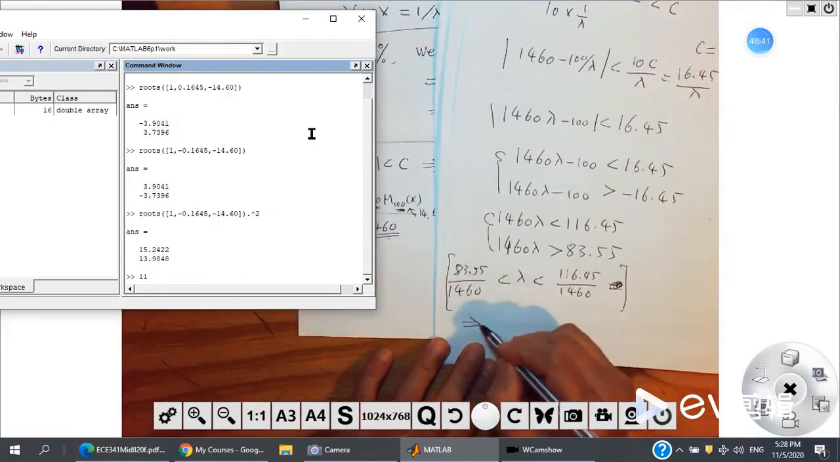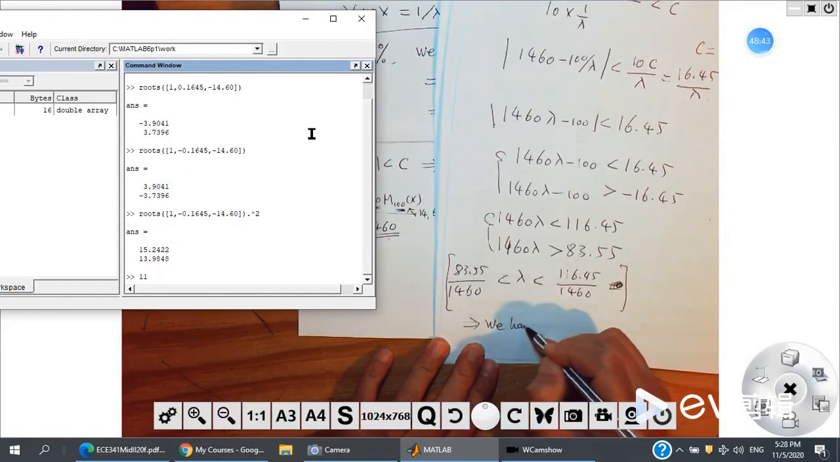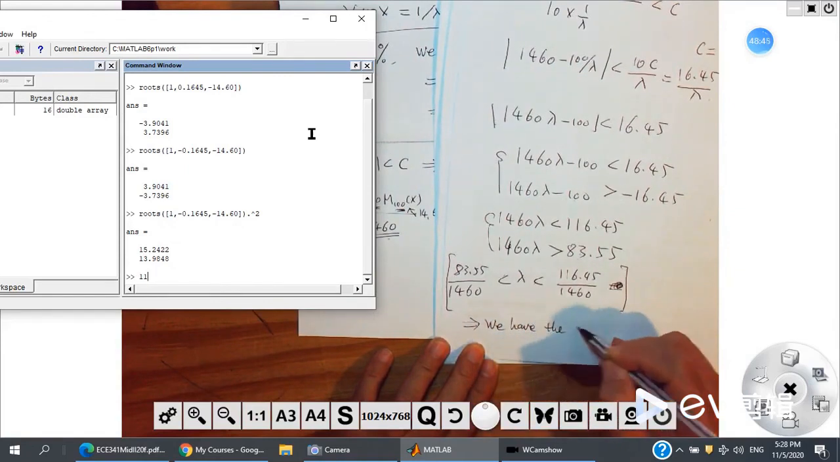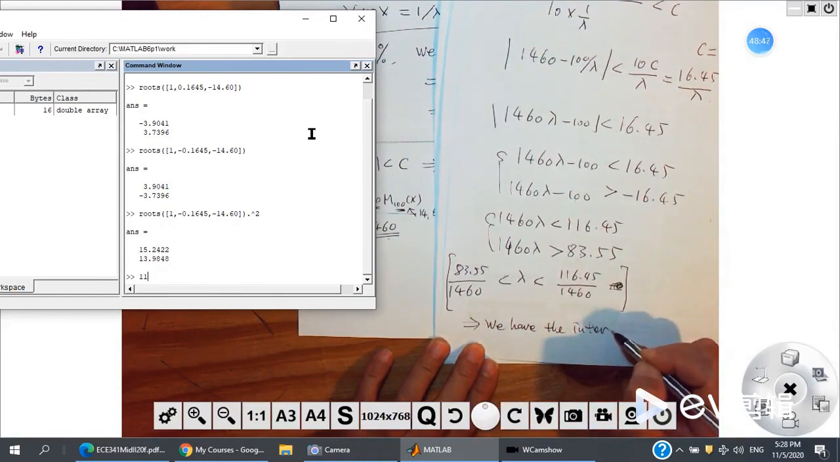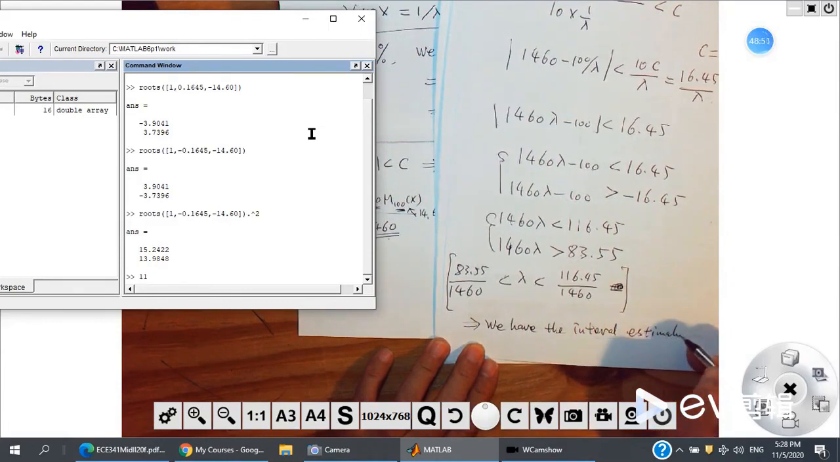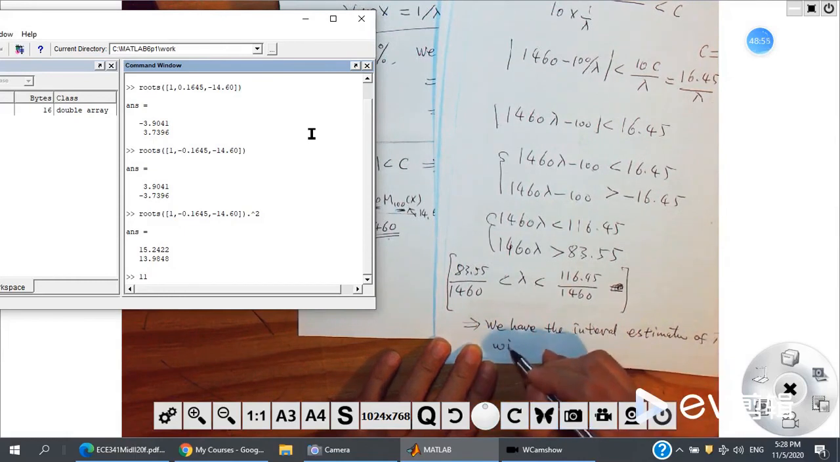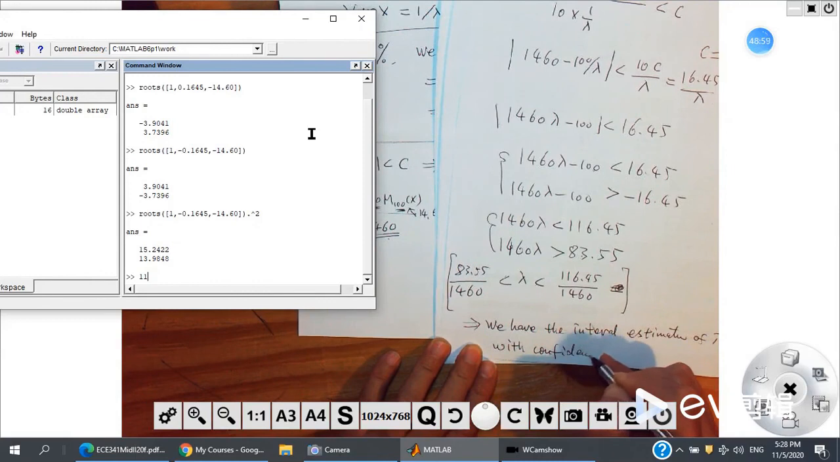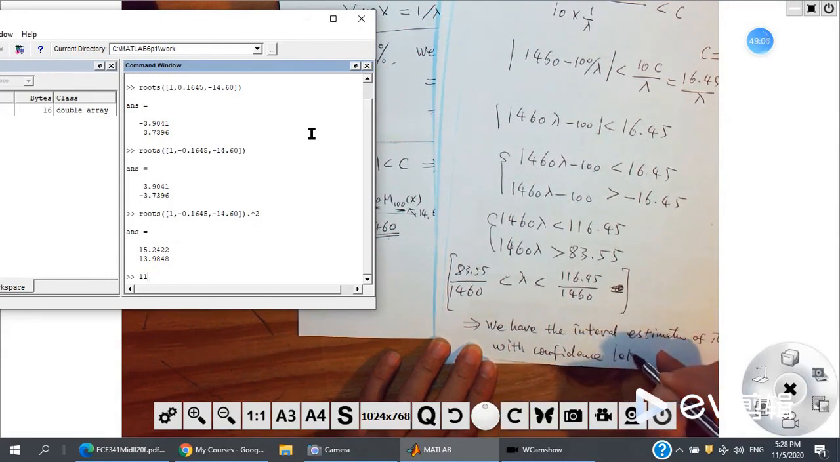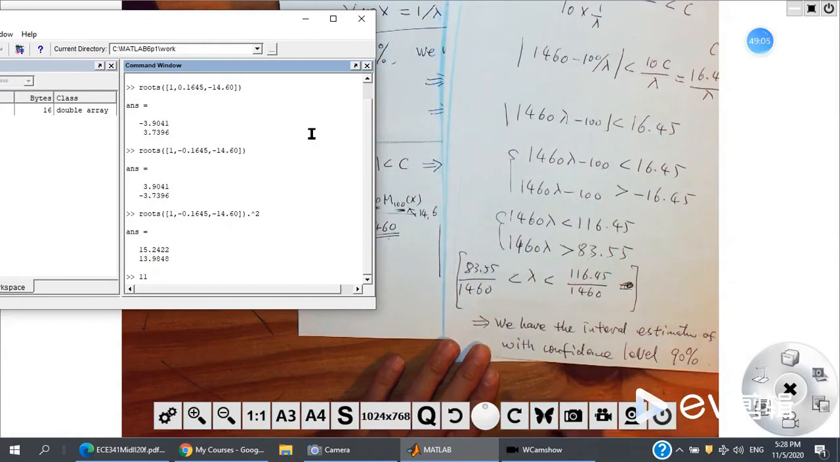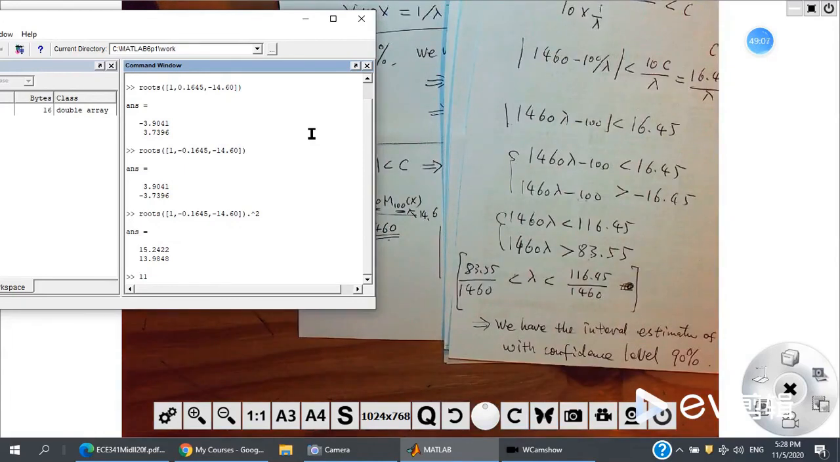We have the interval estimation of lambda with confidence level 90%. Alright, okay, that's all for today.